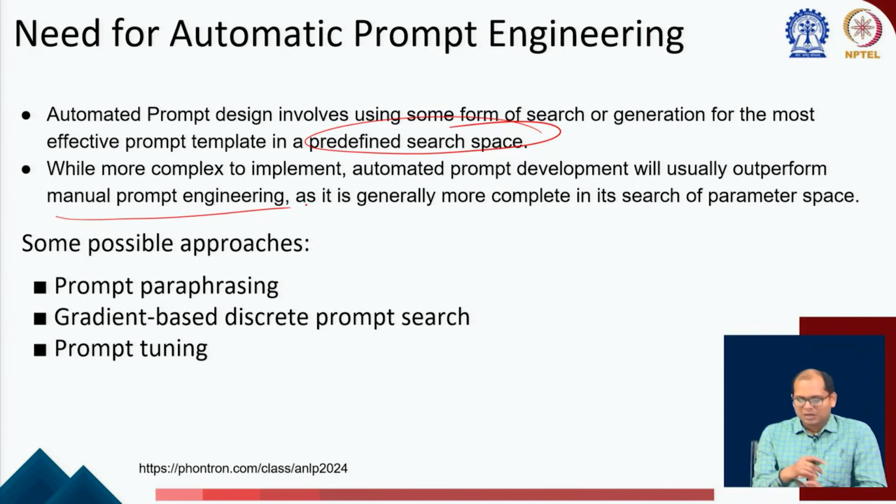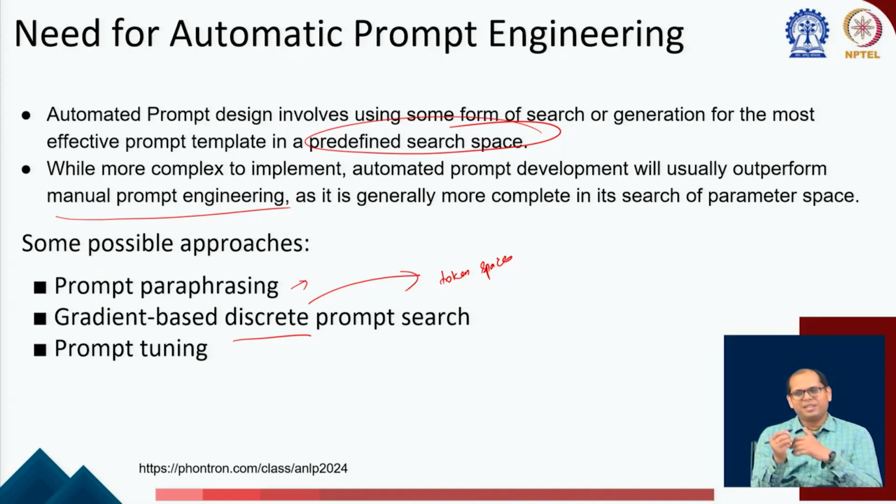Now there are various approaches. For example, you can start with some prompt, paraphrase it, and keep checking the performance on some validation set, right? So that may be one approach. Or you can do gradient-based discrete prompt search. I am saying discrete because now you will search in the token space. You see what sequence of tokens will help me obtain the best possible prompt, the one that gives me the best output. This is a discrete space. Or you can do prompting in the continuous space.